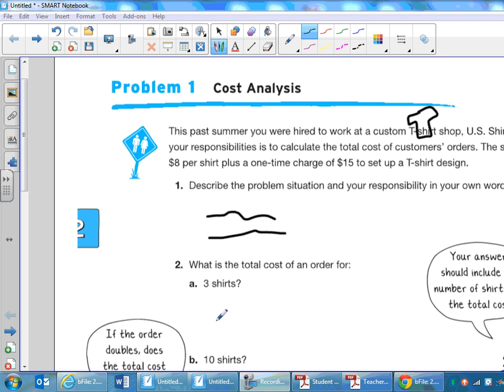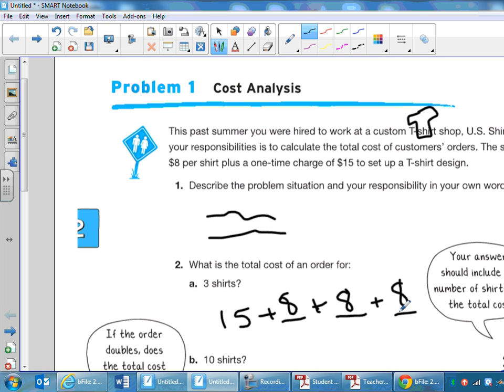Alright, number 2, what is the cost for 3 shirts? Well, for any shirt, it's always $15 plus the price per shirt. And how many shirts? 3. So I'm going to do plus 8, plus 8, plus 8. Or I could have just done 3 shirts times 8 because each shirt is 8. What's 3 times 8? 24. 15 plus 24, so 3 shirts will cost $39.